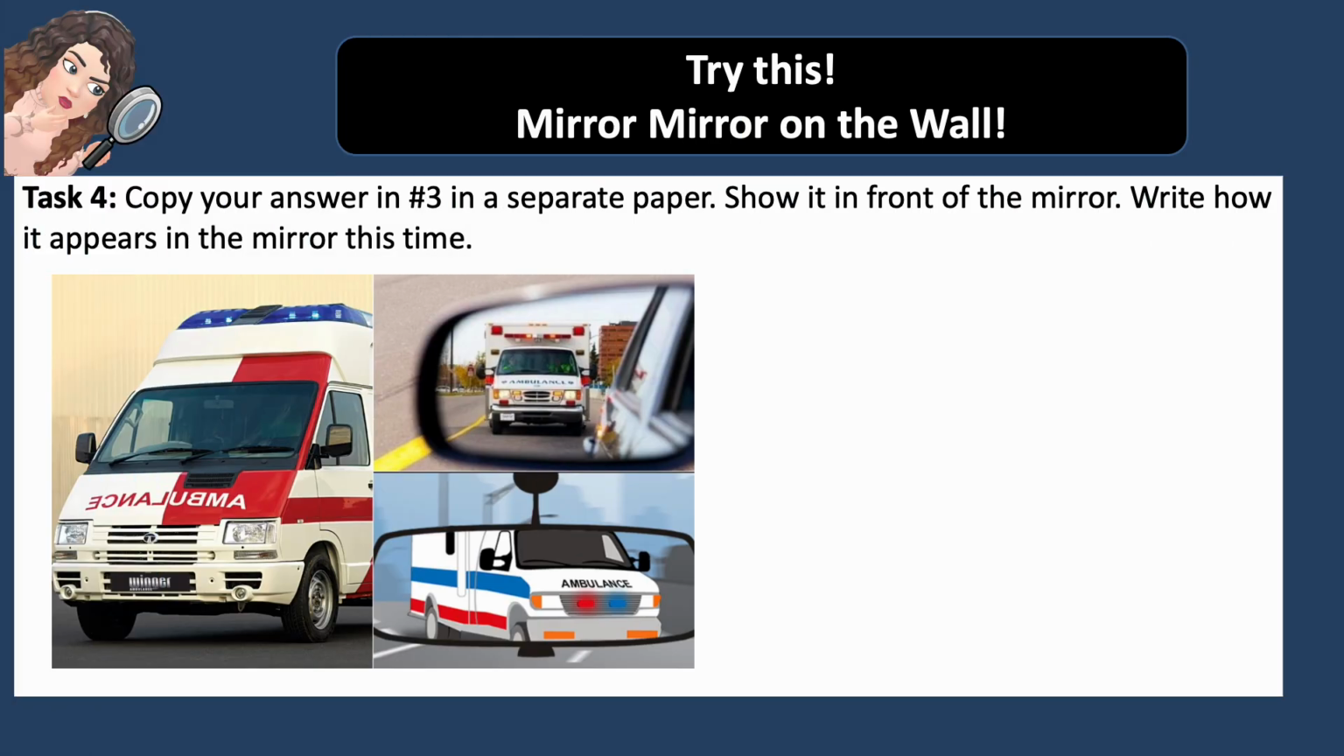And now for the final twist. For task 4, I ask you to take the word you copied in task 3, which was already backwards, and hold it up to the mirror. So, you held up a paper that looked like this. What did you write down for how it appeared in the mirror this time? You should have found that the word looked perfectly normal. It was readable left to right, AMBULANCE, and being read as ambulance.